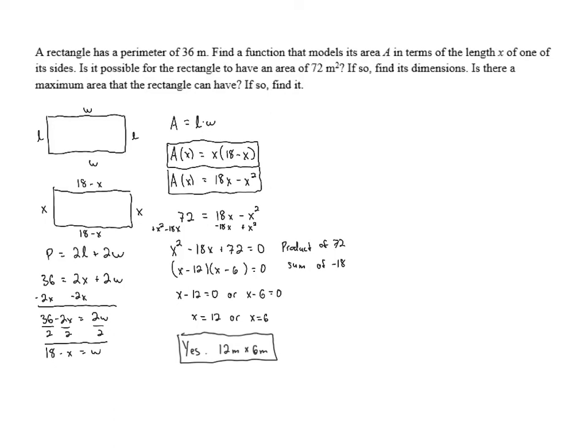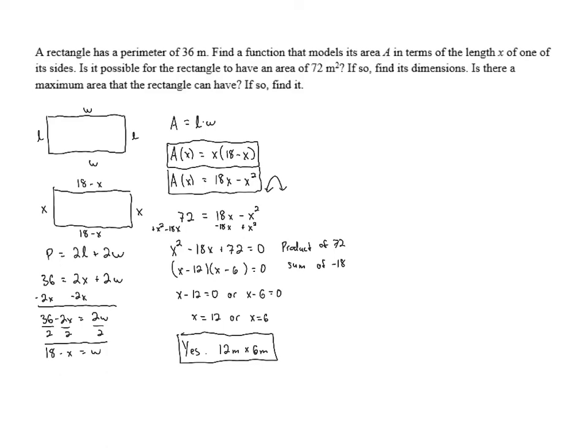Now the last question we were asked, is there a maximum area the rectangle can have, and if so, find it? Now I want to look at the area function here. This is a quadratic function with a leading coefficient that's negative. We know that its graph would then be a parabola that opens downward, and sure enough, there is going to end up being a maximum area because this parabola will have a vertex that's going to correspond to a maximum function value. So we need to find that.